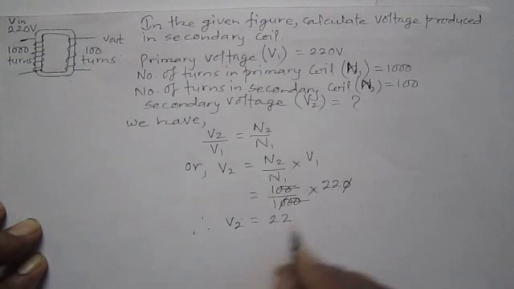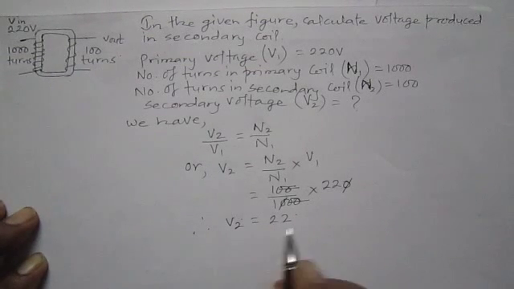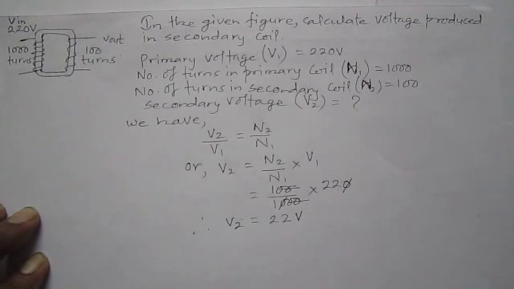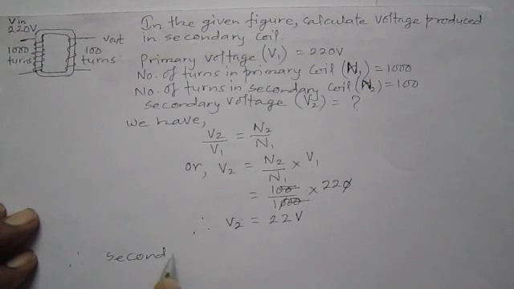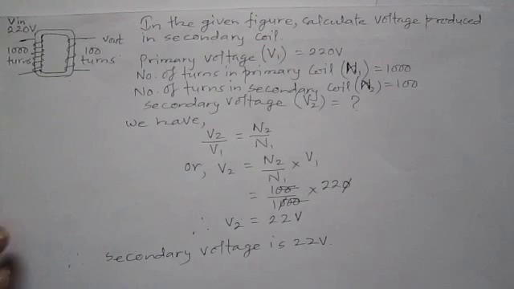This is a very easy numerical problem. V2 means voltage in the secondary coil. That's why voltage is measured in volt. That's why its unit is volt. I am writing 22 volt. Therefore the secondary voltage is 22 volt. This is our final answer.